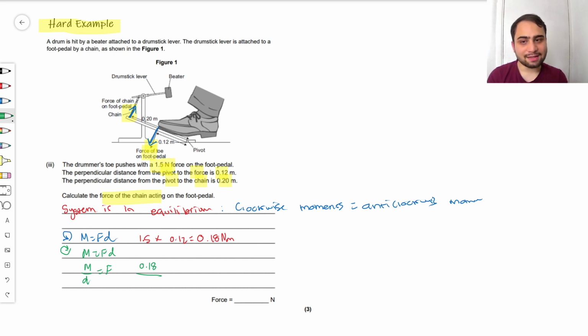And our distance is from the pivot to the chain, and that's 0.20 meters, because remember, it's always moments about something, usually about a pivot. And that equals 0.9 newtons. So that is our answer right there. You can see that a complicated looking figure and a long sounding question doesn't really turn out to be that hard at all.